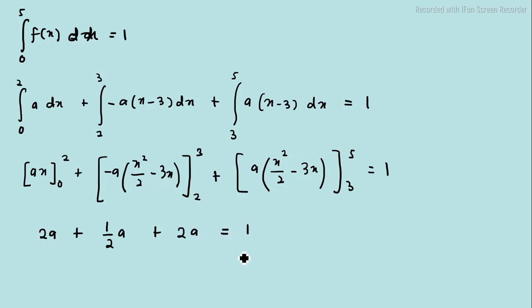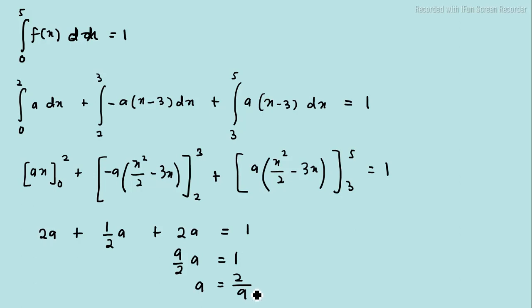And then it is equals to 1. So, kamu akan dapat berapa ni? 2A plus half A plus 2A. You will get 9/2A equals to 1. So, A is equals to 2/9.